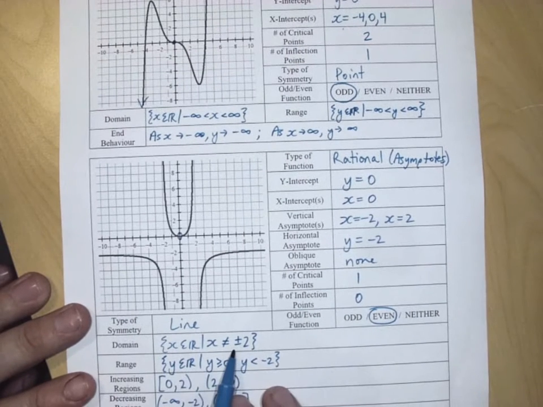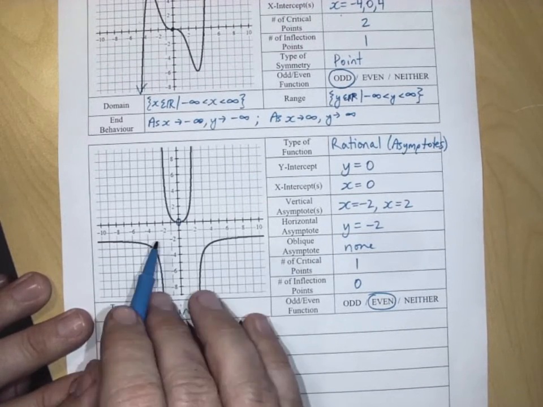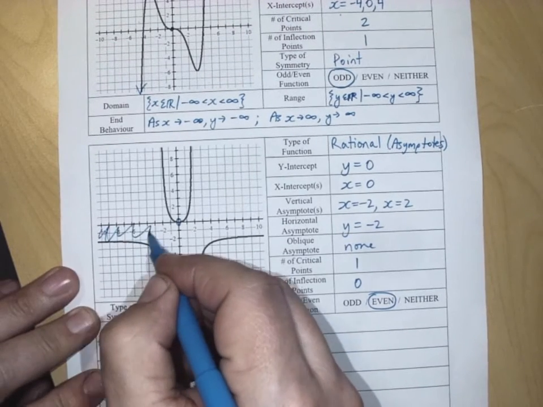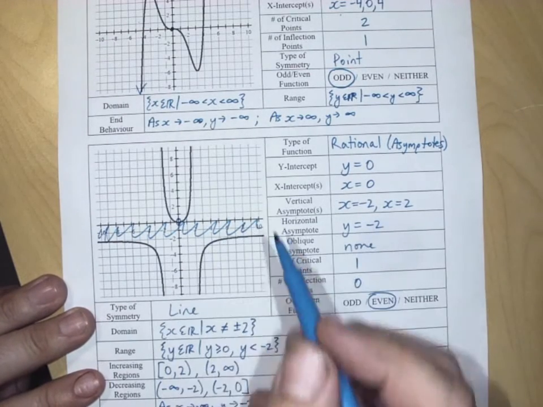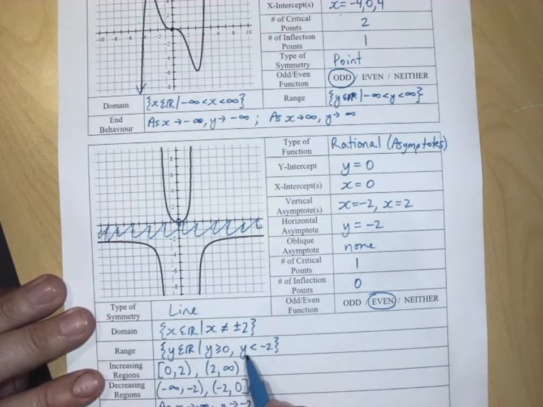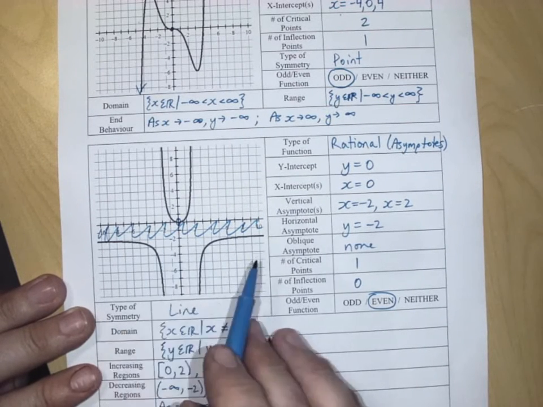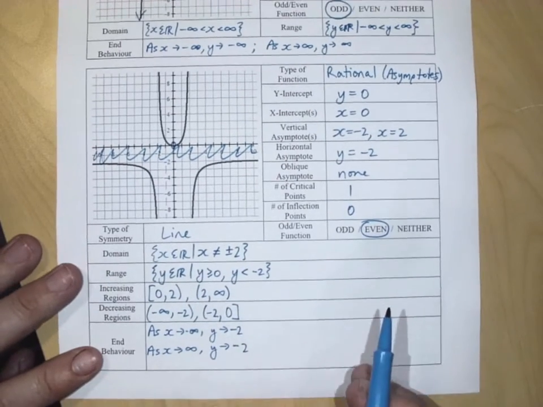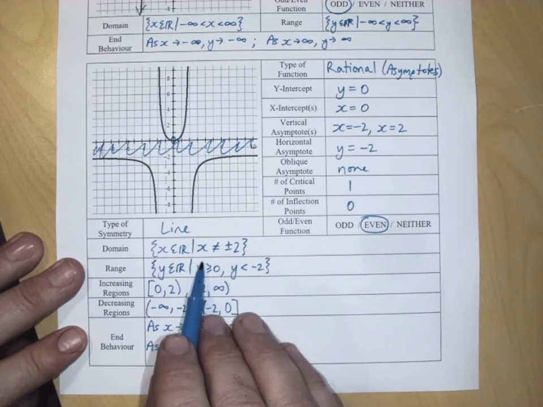Domain, x cannot equal plus or minus 2. Those are the asymptotes. Y has to be greater than or equal to 0. There's this no man's land here that y is not allowed to be. It has to be greater than or equal to 0. That's one part of it. Comma, y is less than -2, because -2 is an asymptote. So very important that we write the domain and range correctly.